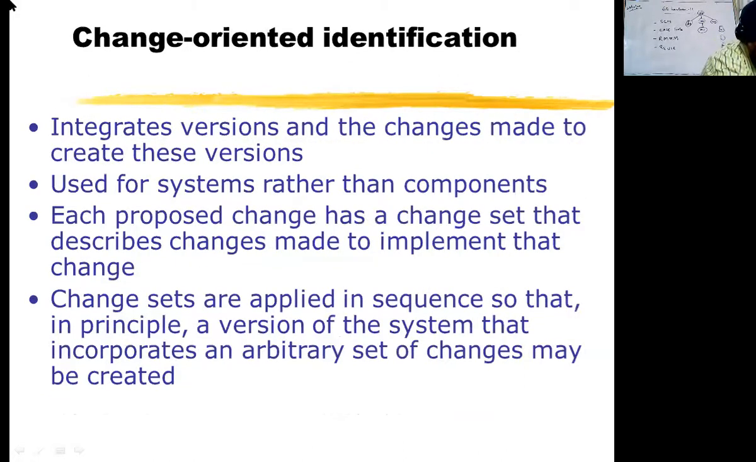So change oriented identification integrates versions and the changes made to create these versions. It is used for the system rather than the components. And each proposed change has a change request. It is the same thing we have already discussed earlier. Next.